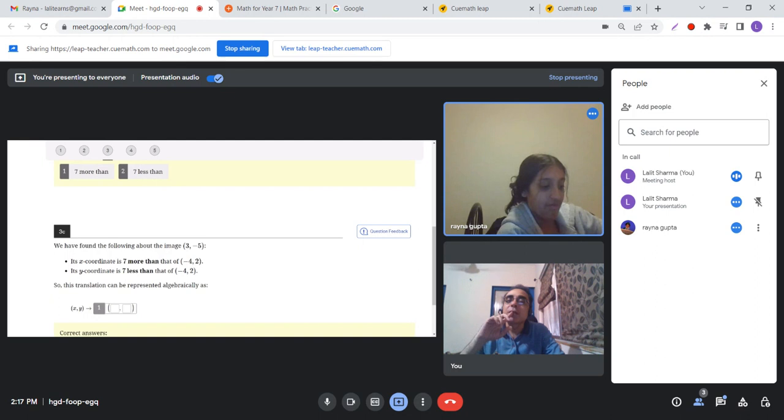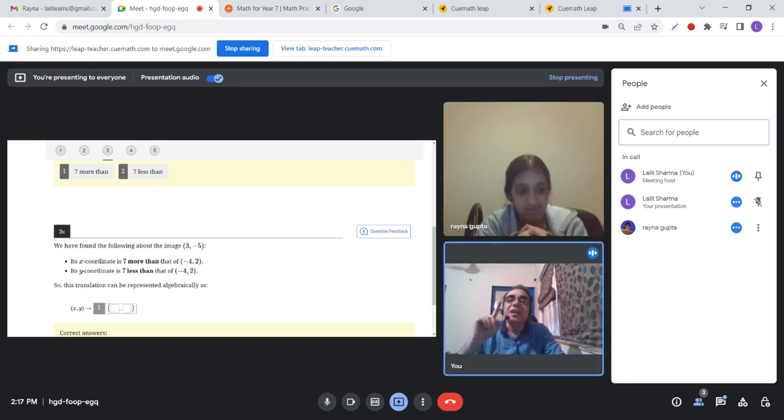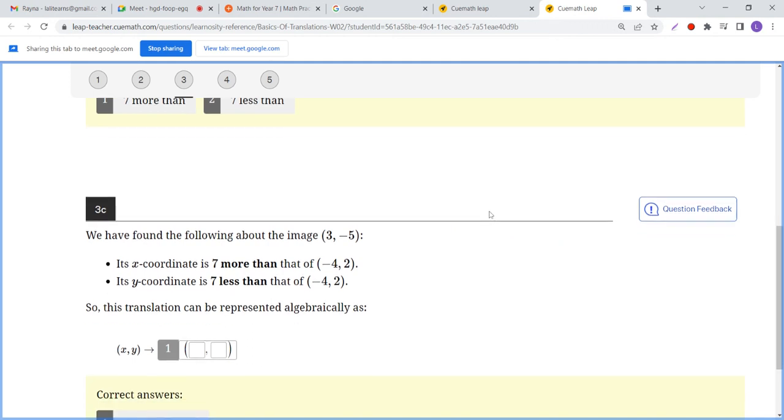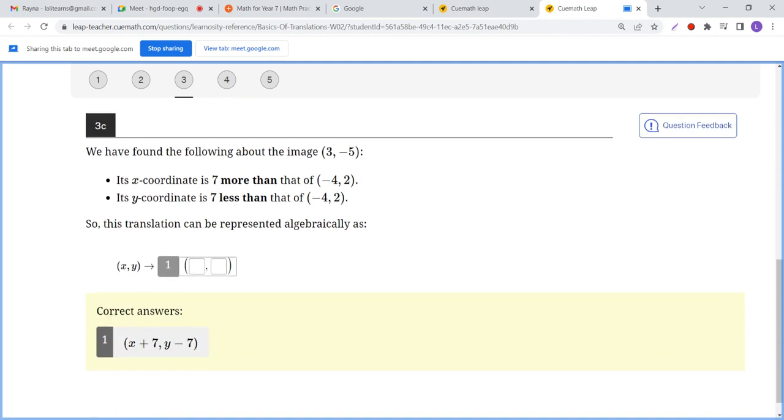Okay, x coordinate 7 more than negative 4 and 2. Y coordinate 7 less than negative 4 and 2. Now in negative 4 and 2, x is negative 4, y is 2. So 7 more than the x coordinate and 7 less than the y coordinate. Okay. x plus 7, y minus 7. 7 more, 7 less.